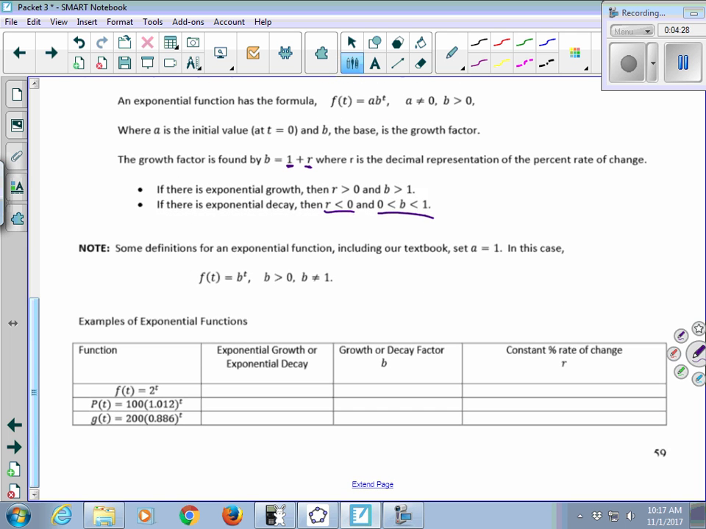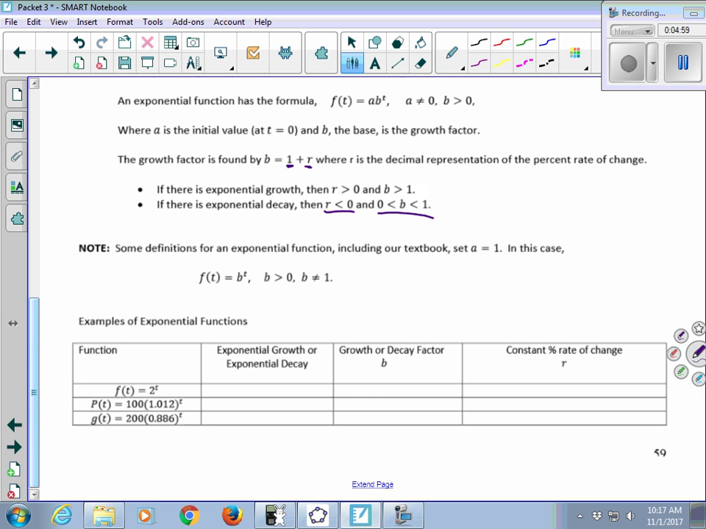Keep in mind that some definitions for an exponential function, including the one in our textbook, just automatically set a equal to 1, and they think of a as a vertical stretch or shrink by putting in different a's. And so they define an exponential function as f of t equals b to the t. And we're going to look at a couple of examples and talk about is it growth or decay, what is the factor, and what is the percent rate of change.